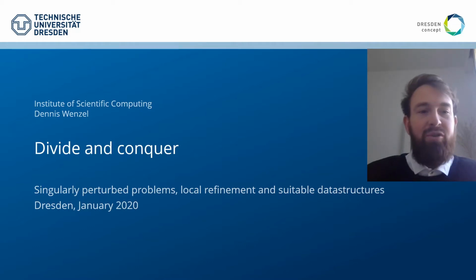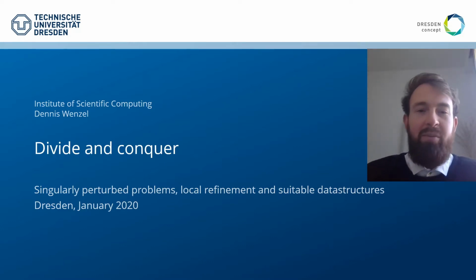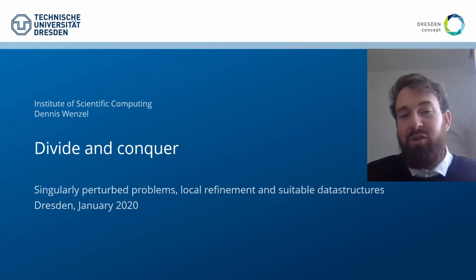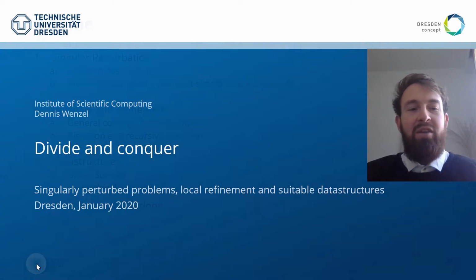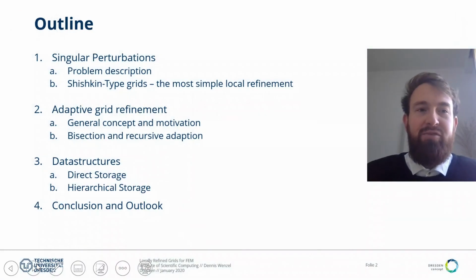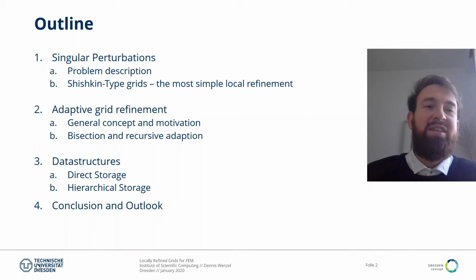For example, for those singularly perturbed problems that we've seen in the last lecture already, but also in general, we're talking about local refinements and suitable data structures for adaptive grids. The agenda for this is, firstly, we take on where we left off last week with the singular perturbations. We're trying to describe the problem more in detail, and then I'm going to show you the so-called Shishkin-type grids.